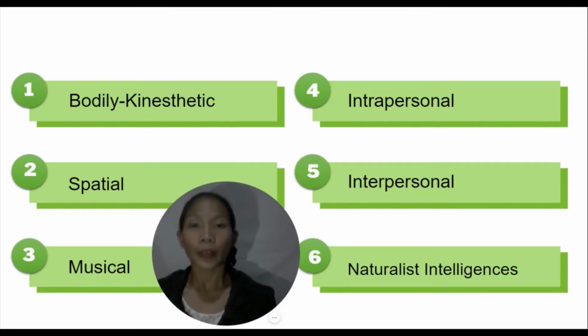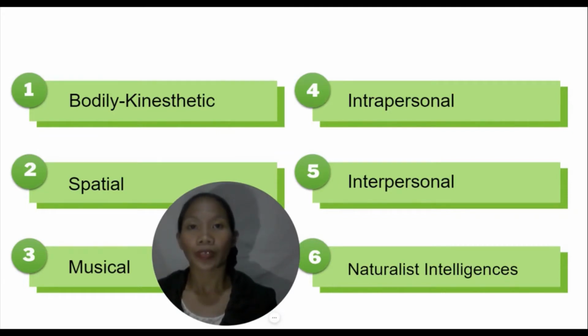And then the fifth one, interpersonal intelligence. So when we say interpersonal intelligence, that person has the capacity to detect and respond appropriately to the moods, motivations, and desires of others. And then the sixth one, that would be naturalist intelligence.